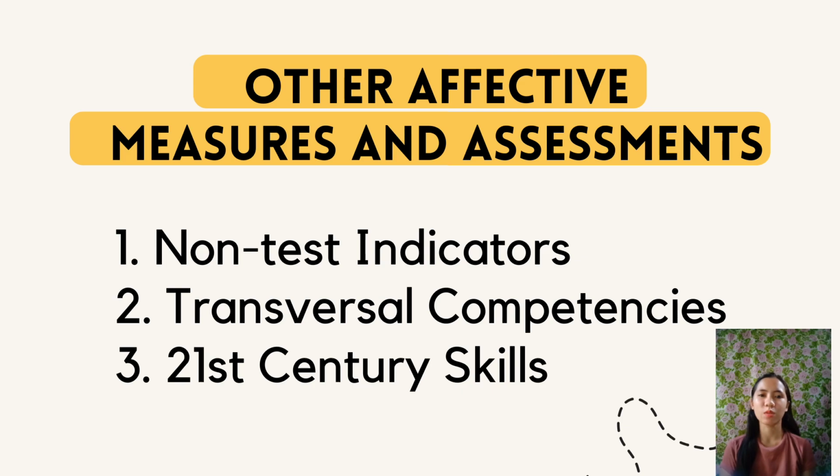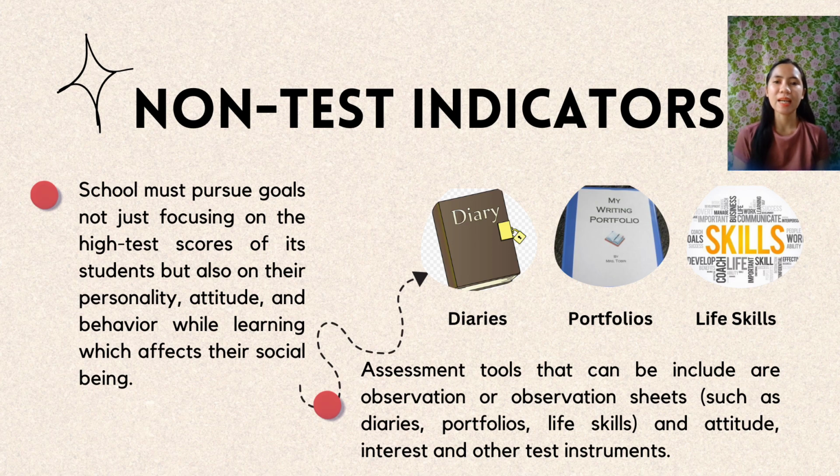So there are three of those: the non-test indicators, transversal competencies, and 21st century skills. For the non-test indicators, school must pursue goals not just focusing on the high test scores of its students, but also on their personality, attitude, and behavior while learning, which affects their social being. So, non-test indicators focus more on our personality, attitude, and behavior, unlike our high test scores.